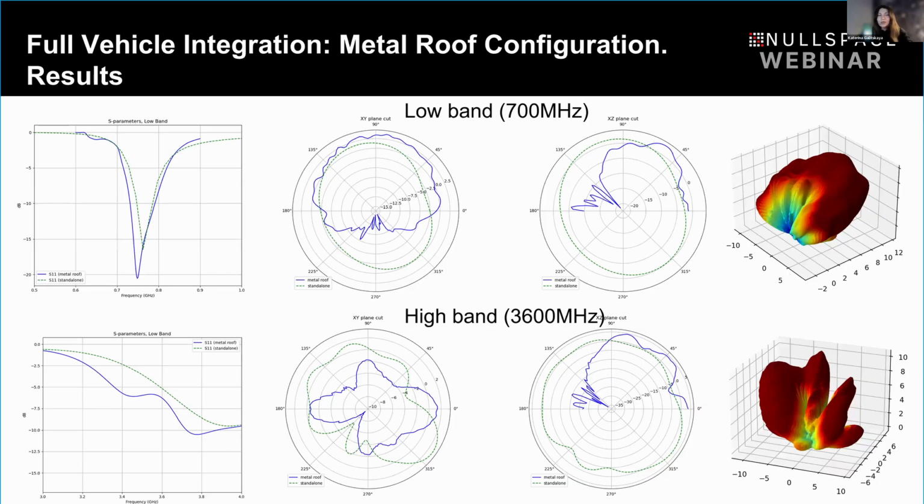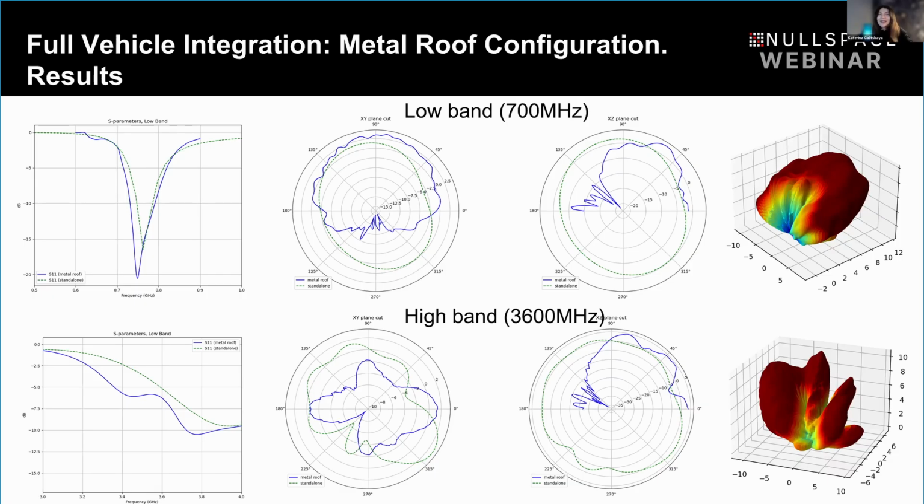And in the blue, you see with the metal roof, and in the green color, you see the comparison with the standalone antenna, right? That we had before. And here, the first row is our low band, and then the second row is our high band. So you can see that especially big difference is in the radiation pattern, that I think many of you already expected, of course, because the car is massive, like a piece of metal, right?